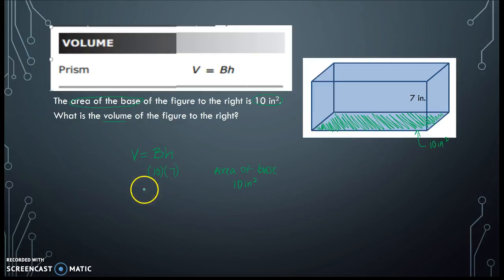So 10 times 7 is 70 inches cubed. Okay, so pretty easy so far. We're writing our formula, we're going off to the side, we're writing area of the base as practice, we're plugging that number in for big B because big B represents area of the base. We're multiplying it times the height, and then we're writing our dimensions as cubed. So this is 70 inches cubed. So basically this can hold 70 cubic inches.